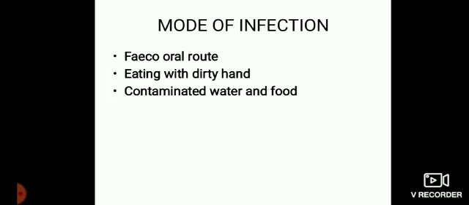Sometimes the diagram is asked. Mode of infection is the fecal-oral route. Then what is meant by the fecal-oral route? Because we don't wash our hands, and through the nails these can enter your body. Eating with dirty hands, if you eat contaminated food and drink water, then these amoeba pass to your body.